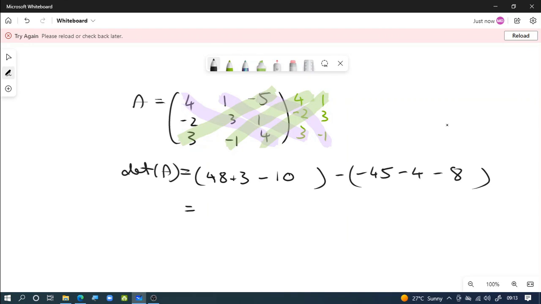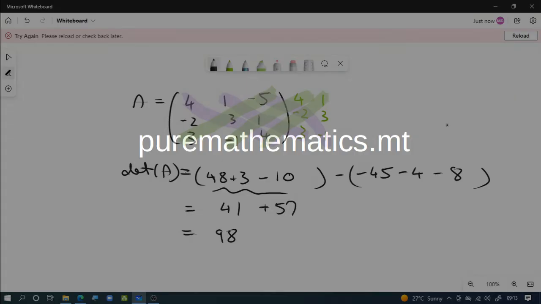So the first sum is equal to 48 plus 3, so that's 51, minus 10, that is equal to 41. Minus, and that is equal to minus 57, so plus 57, and the result would be 98.